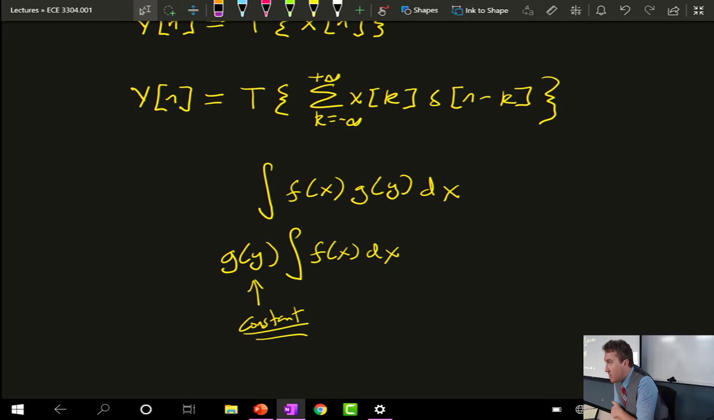What is the independent variable? What is the thing that we care about? It's n, right? Because y is dependent on n. It's y of n. So what can we remove? The input signal, right? Because x is only dependent on k, and we only really care about n, the x is out.